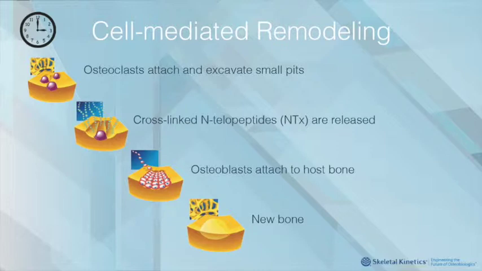Breaking down cell-mediated remodeling a little bit further, you'll see that the process includes osteoclastic resorption, so osteoclasts attach and excavate small pits within the bone. Then cross-linked end telopeptides are released. This catalyzes osteoblasts to attach to host bone, and thus new bone is formed.